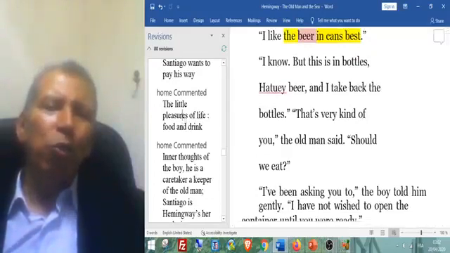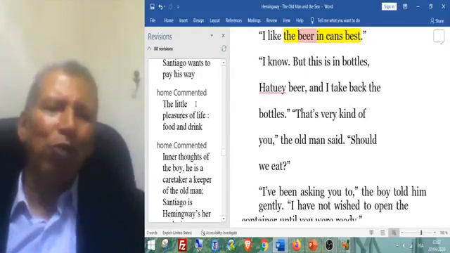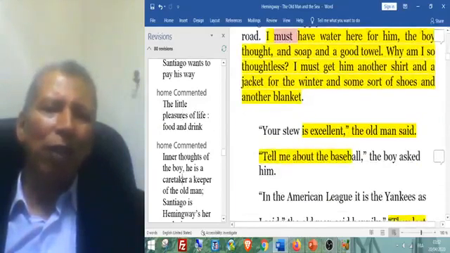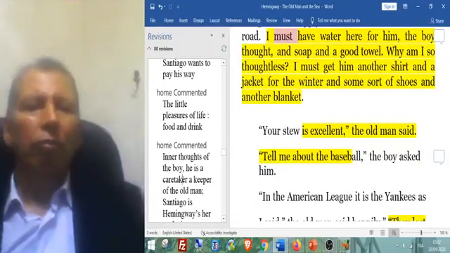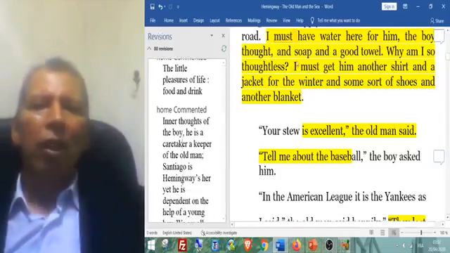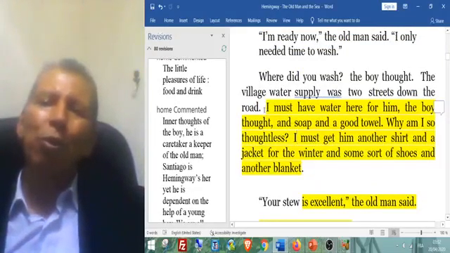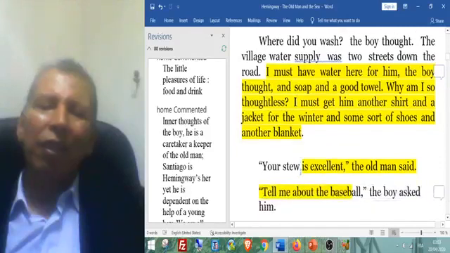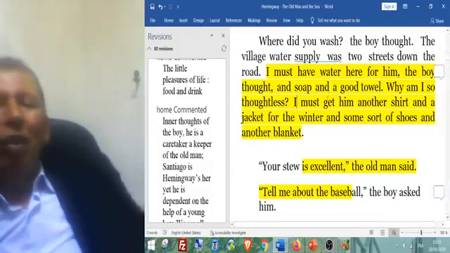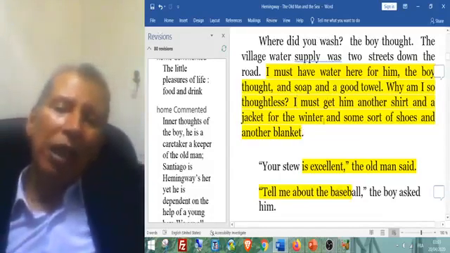So, about drink and food, these are the little pleasures of life, according to Hemingway. Food and drink are part of the little pleasures of life. These are the reflections of the boy, Manolin. "I must have water here for him," the boy thought, "and soap and a good towel. Why am I so thoughtless? I must get him another shirt and a jacket for the winter, and some sort of shoes and another blanket." So this is the inner monologue of Manolin, thinking of how he could help his master Santiago in the future.